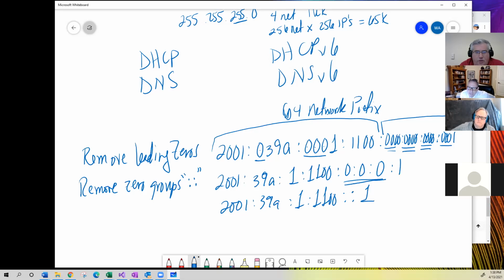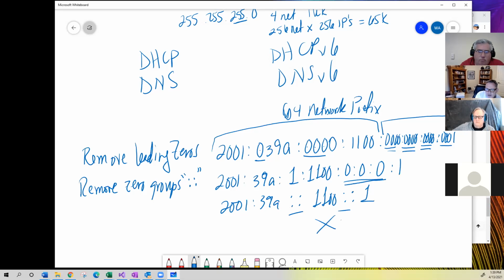All right. And then of course the addition to that rule is you can only do it once. Yes. You remove one group. Let's say this was a 0 here. And so you wanted to put, you can't remove that 0, and you can't put 2 double colons. Okay, this does not work.